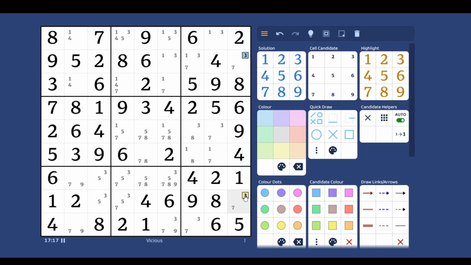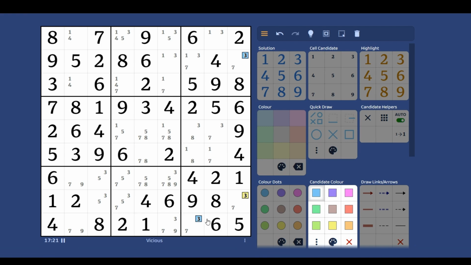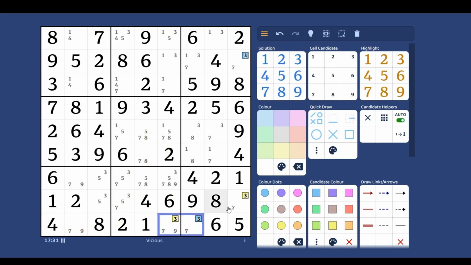And we can see that this yellow 3 is strongly linked to this 3. So we can go and color this 3 blue. And this blue 3 is strongly linked to this 3. So we'll color that one yellow. And so these 4 3s, among them, there's really only 2 options. Both of them can be these blue 3s, or both can be these yellow 3s.